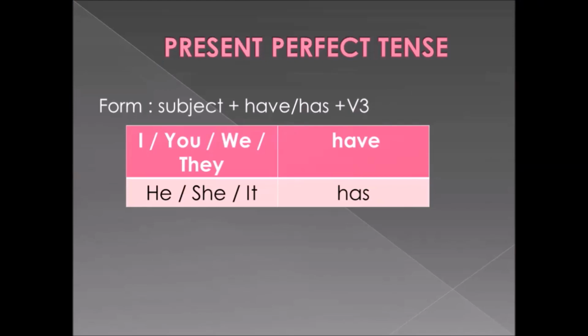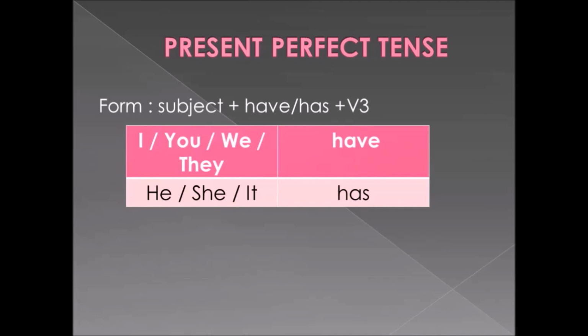Dear students, already we have covered simple tenses and continuous tenses in your previous videos. Now let's begin with perfect tenses. First, let us see about present perfect tense in detail. So the structure of present perfect tense is subject plus have or has plus V3. What is V3? V3 is nothing but your past participle form of the verb.